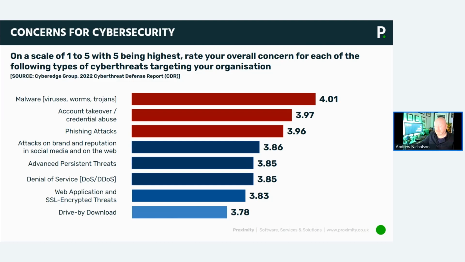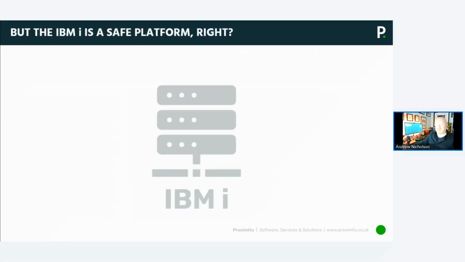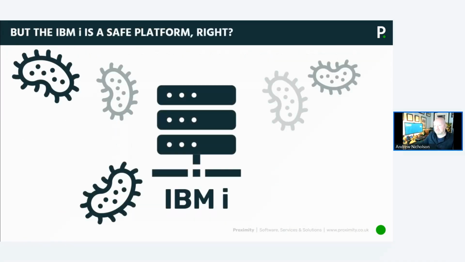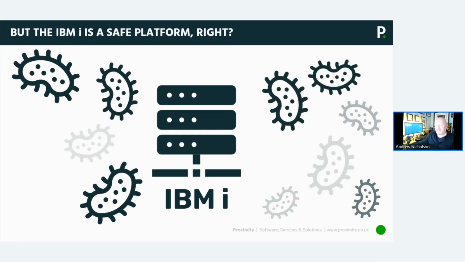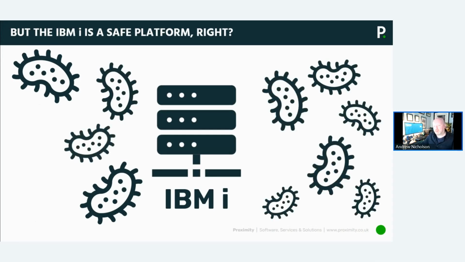More on this later. But how do these concerns tally with the demands of the IBM i professional tasked with keeping their business safe and secure? And how do we deal with the threats involved? Because after all, the IBM i is a safe platform, right? And surely because of this, despite the viruses and other malware, the IBM i is impervious.